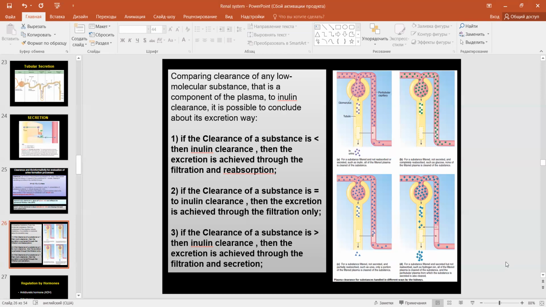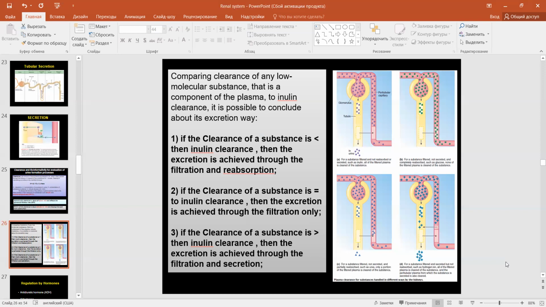An example is hydrogen ions. Not only is filtered plasma cleared of non-reabsorbable hydrogen ions, but the plasma from which hydrogen ions is secreted is also cleared of hydrogen ions. For example, if the quantity of hydrogen ions secreted is equivalent to the quantity of hydrogen present in 25 milliliters of plasma, the clearance rate for hydrogen ions will be 150 milliliters per minute at the normal glomerular filtration rate of 125 milliliters per minute.